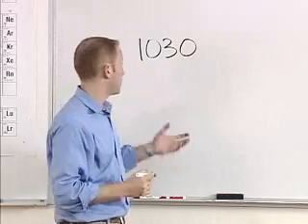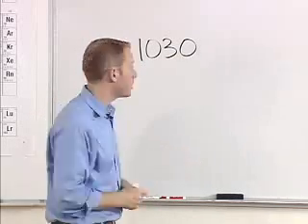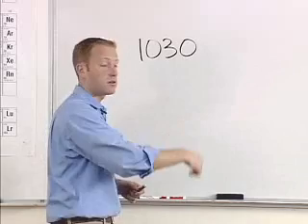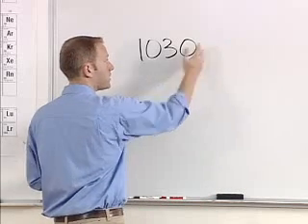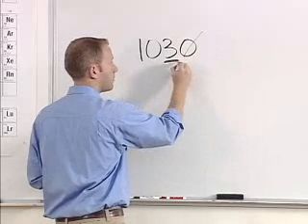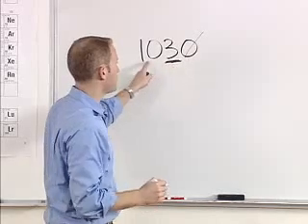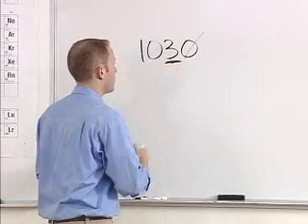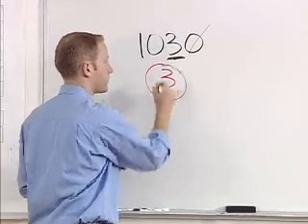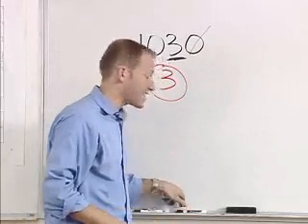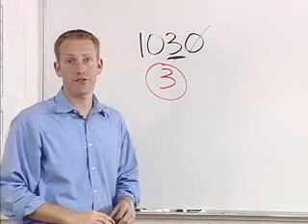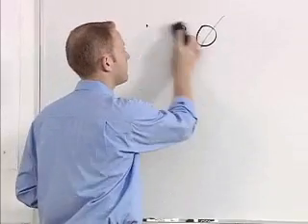Decimal point present? I don't see one. Do you? No. Start from the Atlantic side, go to the first non-zero digit. Everything else is significant. 1, 2, 3. We know there are 3 significant figures here. And that's how you determine how many significant figures there are in a certain problem.